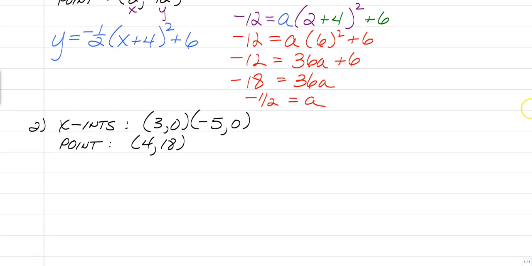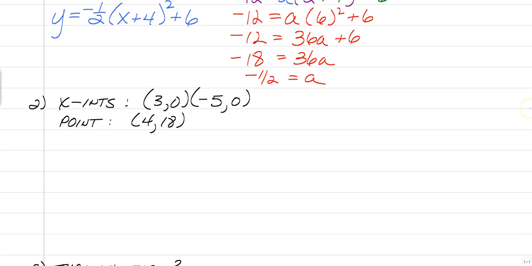Now to do the exact same thing when given x-intercepts, the only difference is you're going to use the intercept form. And the intercept form is y is equal to a times x minus p times x minus q, where p and q are your x-intercepts, and x and y, of course, are your points. So if you understood how to do the last question, why don't you give this one a try and see if you can work your way through it all by yourself. Click play when you're ready.